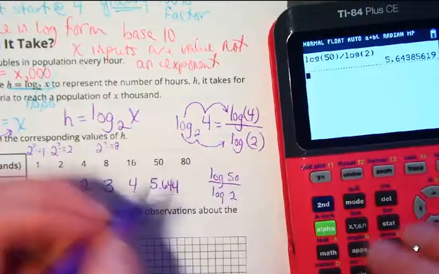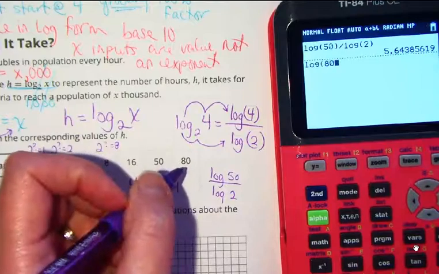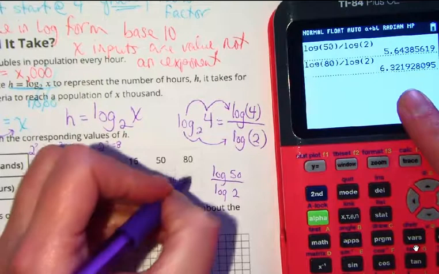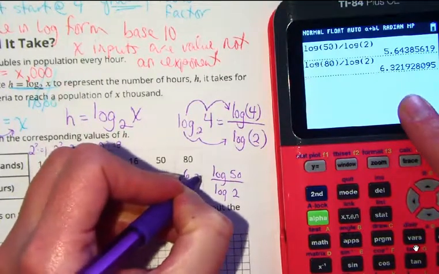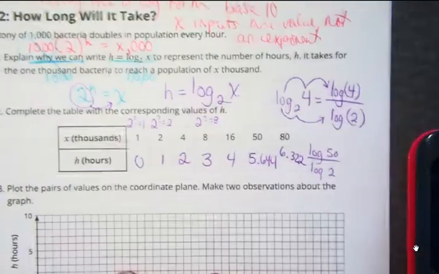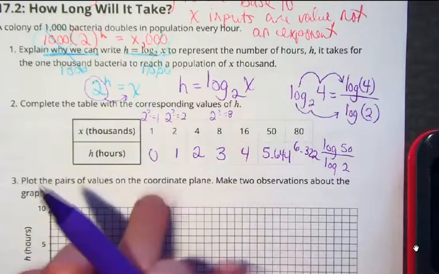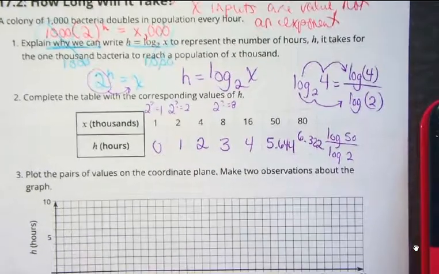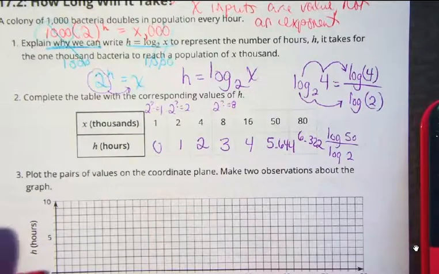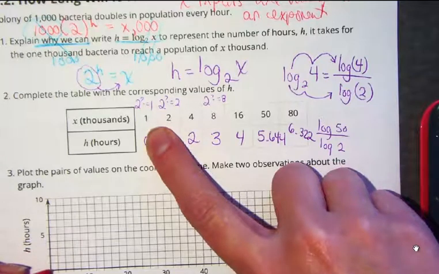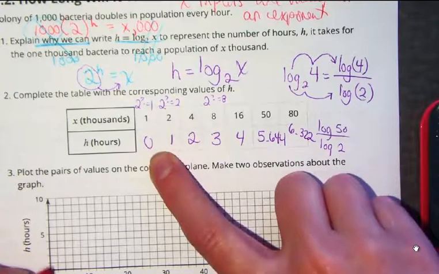And I need one more calculation. Log of 80, close parentheses, divided by log of 2. And we see that this is like 6.322. All right, so we had bases raised up to different exponents that would get us a certain population of bacteria. And it asks us next to plot those pairs on the coordinate grid. Inputs down here are our x's, so our x of 1 is going to just be an itty bitty number over here, and it's at 0.